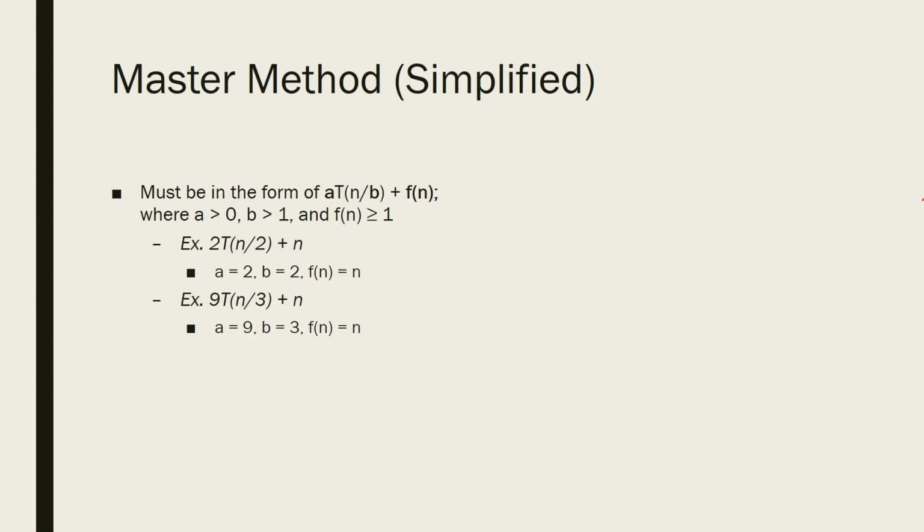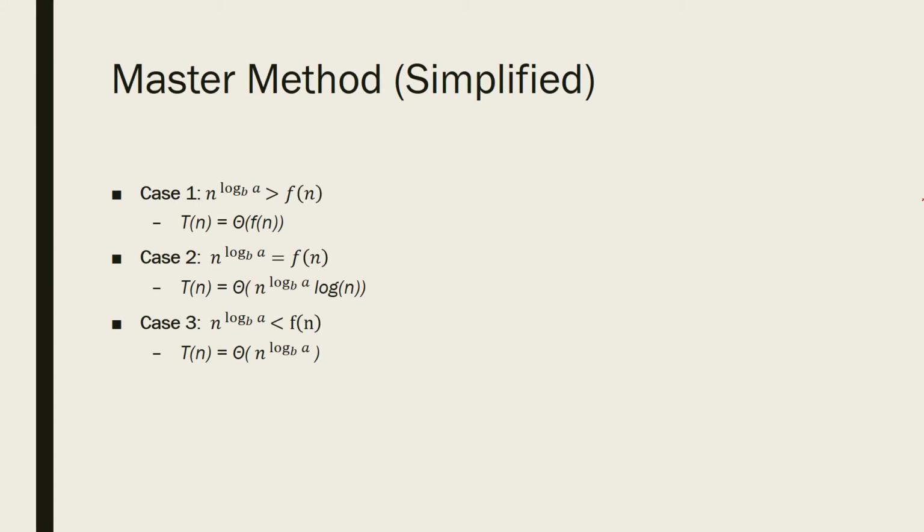Now, the high-level idea of the master method: we must have our formula in this form, where we have T of n equals a times T of n divided by b plus f of n, where a has to be greater than 0, b needs to be greater than 1, and f of n can be greater than or equal to 1. So, for example, 2T(n/2) plus n, or 9T(n/3) plus n. And we can identify our a's and our b's and our f of n functions.